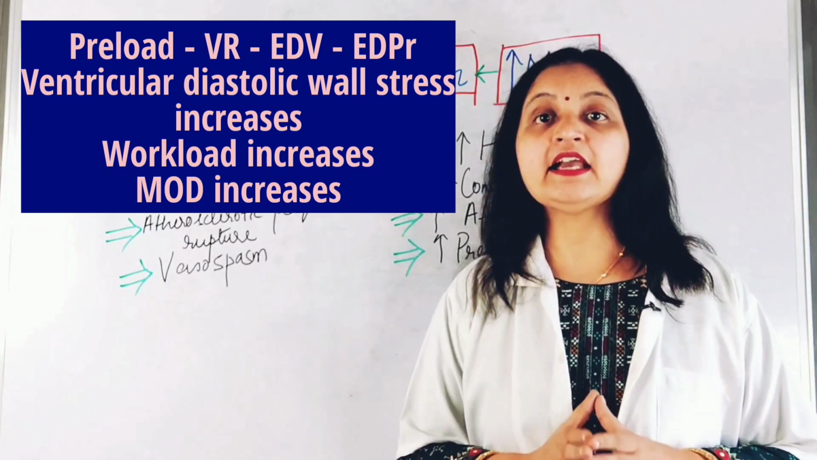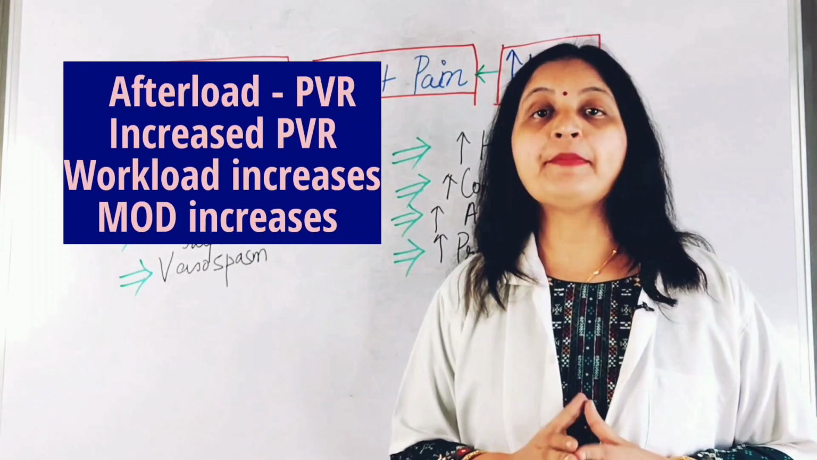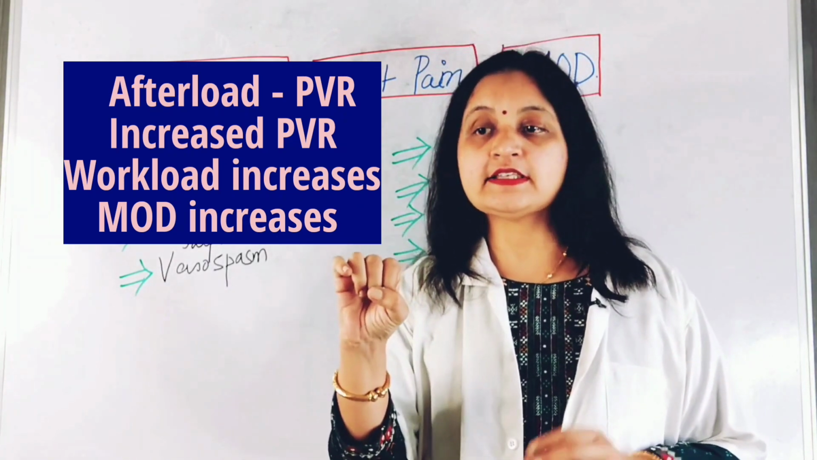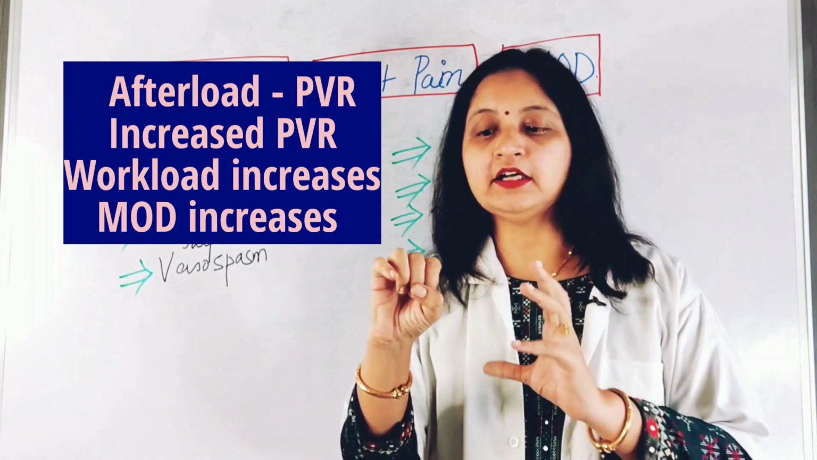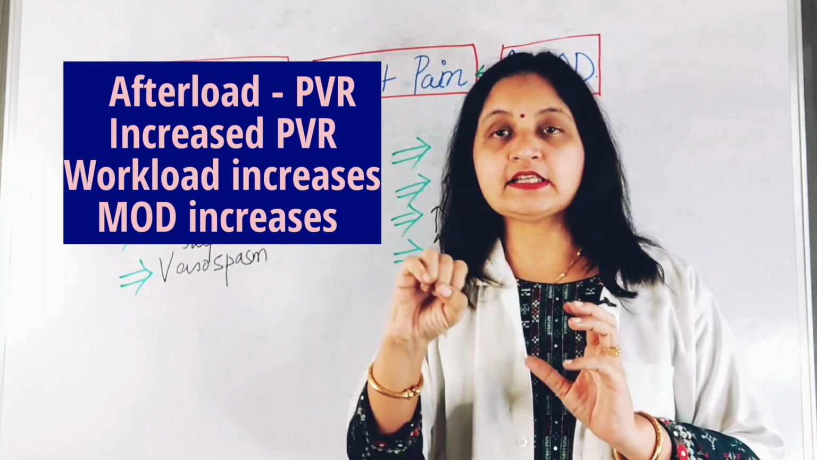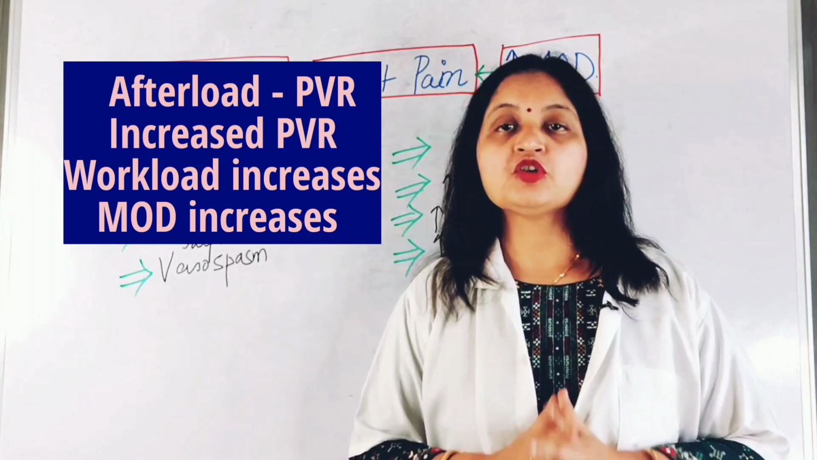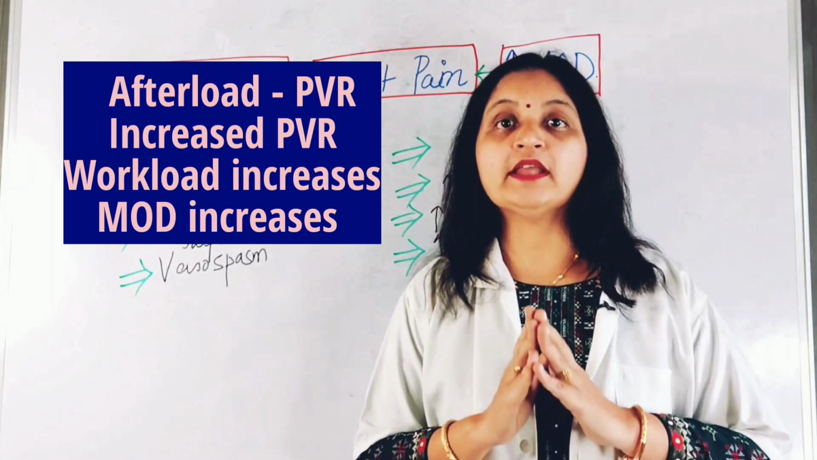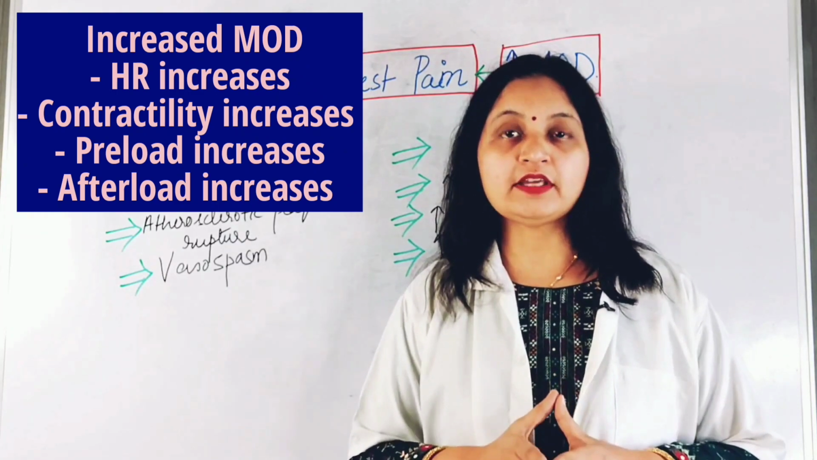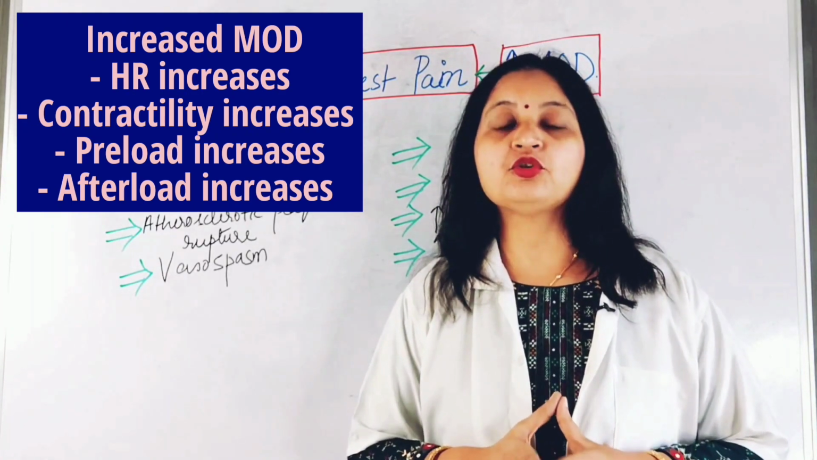The fourth condition is increased afterload on the heart. Do remember that afterload is related to the peripheral vascular resistance. So when the peripheral vascular resistance in the arteries increases, the heart has to work harder to overcome the resistance in the peripheral arteries. Because of increased resistance and increased workload on the heart, the myocardial oxygen demand also increases. So myocardial oxygen demand increases when the heart rate increases, when the contractility of the heart increases, when the preload increases, and increased afterload can also increase the myocardial oxygen demand, leading to chest pain.